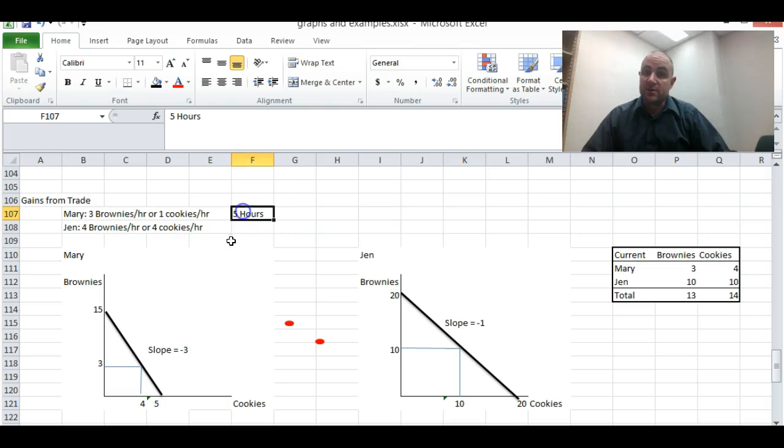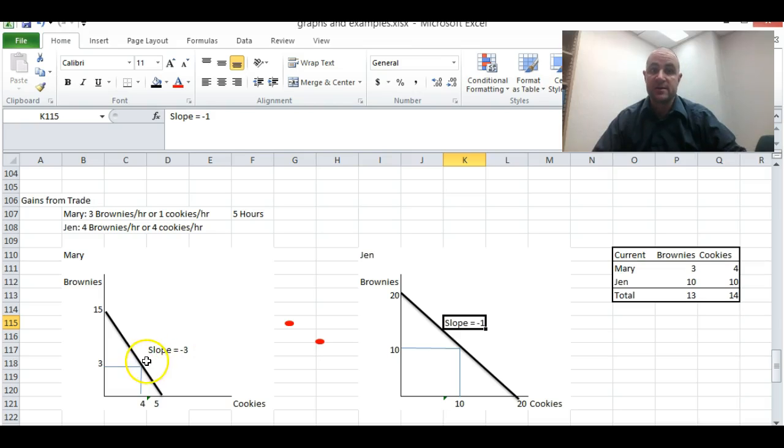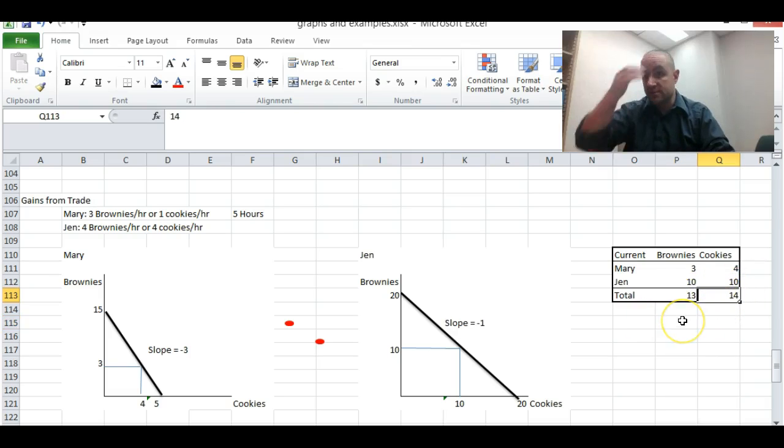Now let's look at a 5-hour day. When we look at Mary's production possibilities frontier, if she can do 3 in an hour and there's 5 hours, she can make 15 in a day. And 1 in an hour, 5 hours, 5. We do the same for Jen. We can also put together the slopes of their production possibility frontiers: for Mary, -3, for Jen, -1. We are also assuming that currently Mary is making 3 brownies and 4 cookies in a day, while Jen is doing 10 and 10. So in total, they're currently making 13 dozen brownies and 14 dozen cookies.